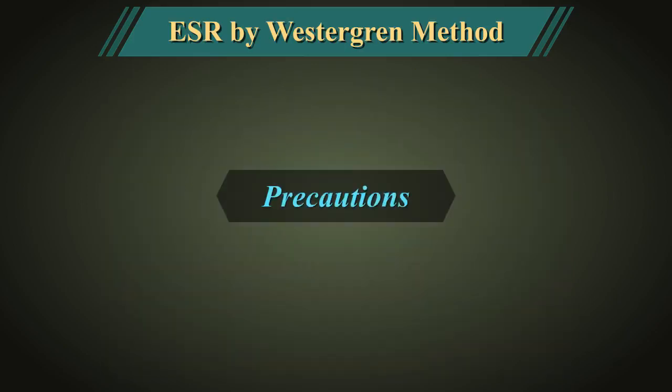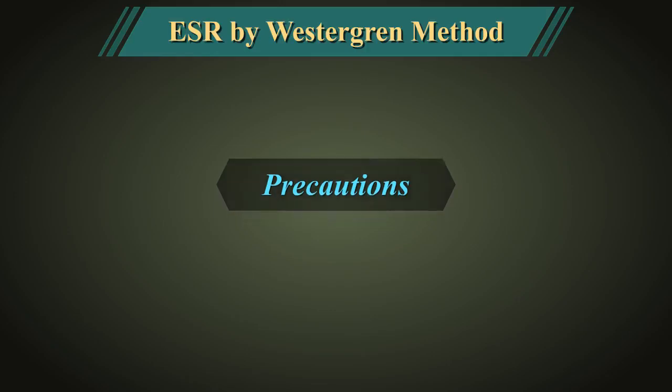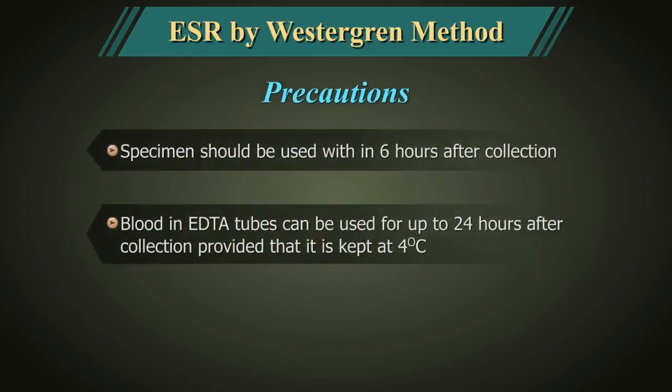Remember the following to avoid errors while performing the test. Specimen used for testing should not be more than 6 hours old after collection. Blood and EDTA tubes can be used for up to 24 hours after collection, provided that it is kept at 4 degrees centigrade.